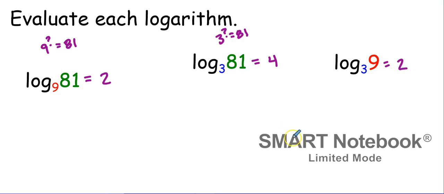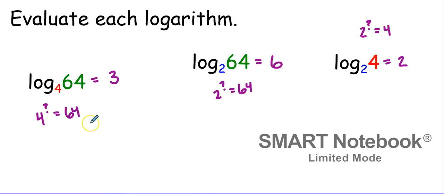And so we've evaluated all of these logs. Let's look at the results that we get here. Log base 9 of 81 equals 2. Log base 3 of 81 is 4. And log base 3 of 9 is 2. Look at the relationship between these answers here, and let's go back and think about the relationship between these answers as well.